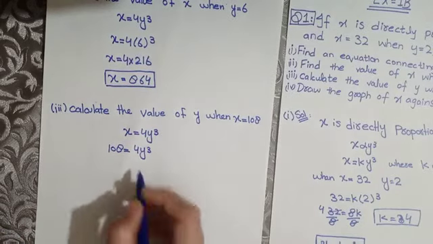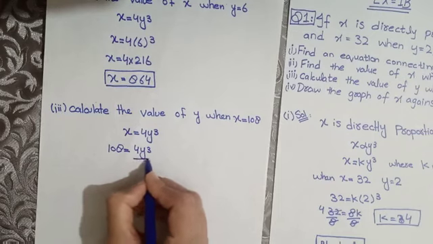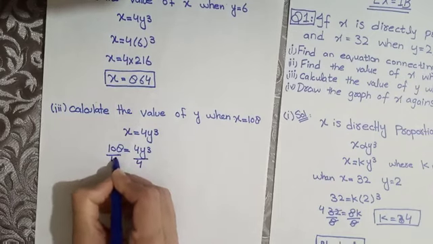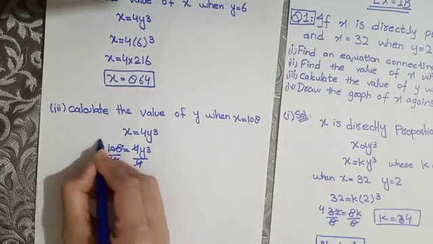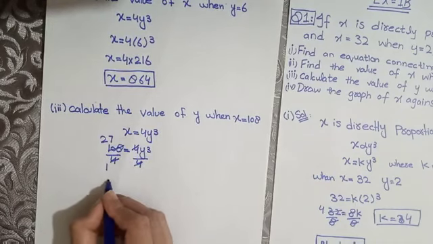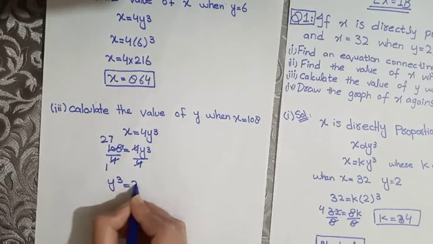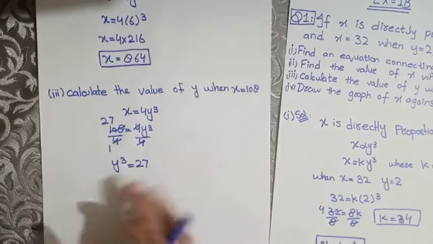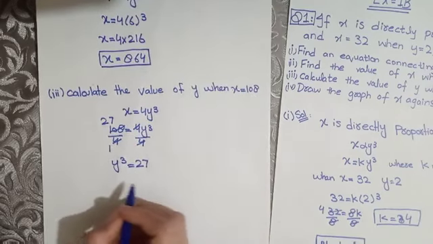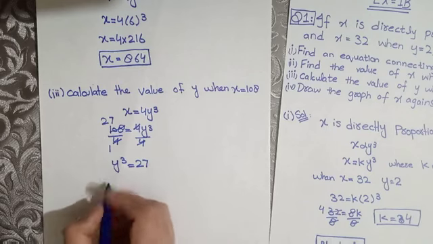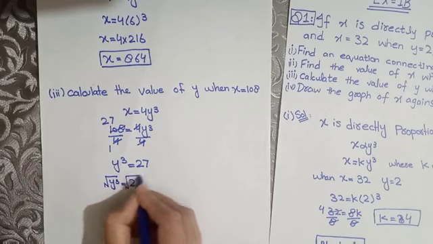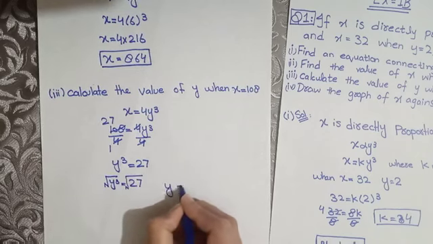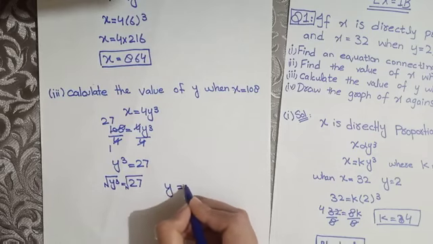Find the value of y. We have to divide 4 on both sides. 4 cancels out. 4 ones are 4 and 4 27s are 108. Y cube is equal to 27. Now taking the cube root on both sides, it will be y is equal to 3.